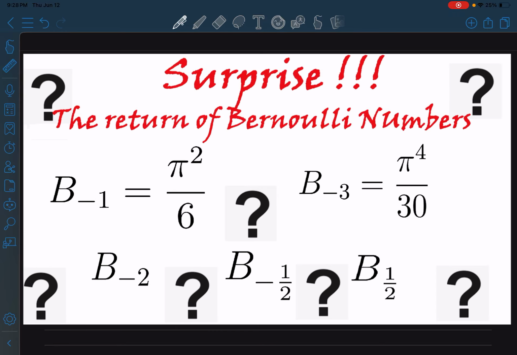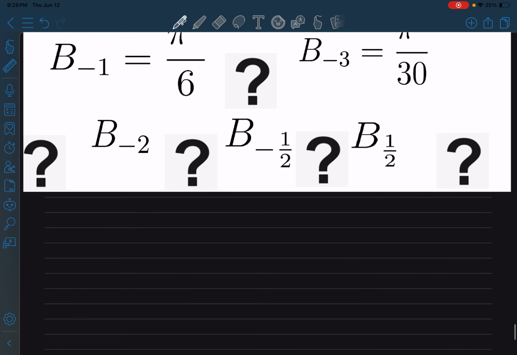Surprise! The return of Bernoulli numbers. I guess you guys know about the Bernoulli numbers, right? These are the numbers that help us sum up the kth power of natural numbers. If you do not know about it, let me just quickly give a short introduction.